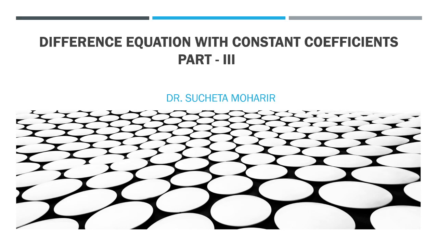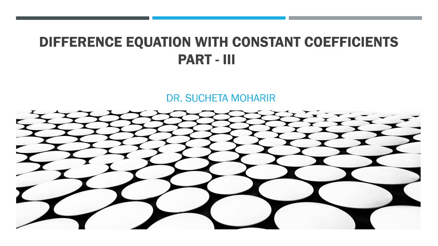Welcome you all to the video lecture on the topic Difference Equation with Constant Coefficient Part 3. In Part 1, we discussed PI case 1, that means whenever the right hand side is a to the power n. In Part 2, we discussed PI case 2, whenever the right hand side of the equation is cos kn or sin kn.